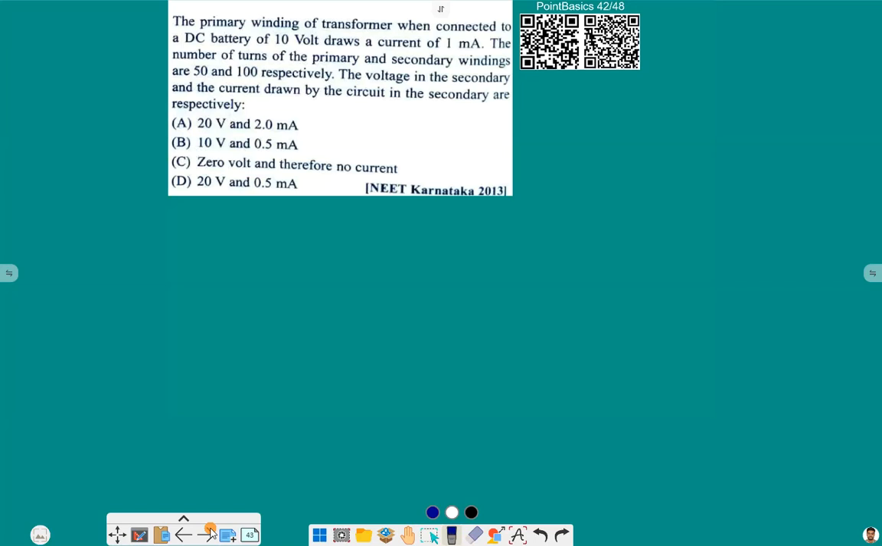The primary winding of a transformer when connected to a DC battery of 100 volt draws a current of 1 milliampere. So we have a primary winding and we have a DC battery here. So potential is 100 volt and current flowing is 1 milliampere. The number of turns in the primary and secondary are 50 and 100. So here we have 50 turns and here we have secondary winding. It has 100 turns, so it will be slightly bigger. The voltage and current in the secondary, respectively, we have to find out.